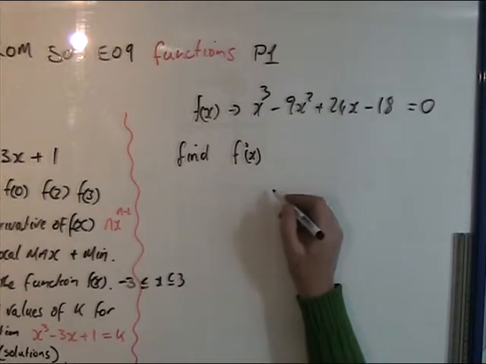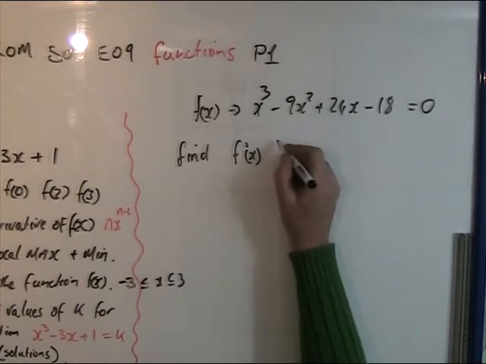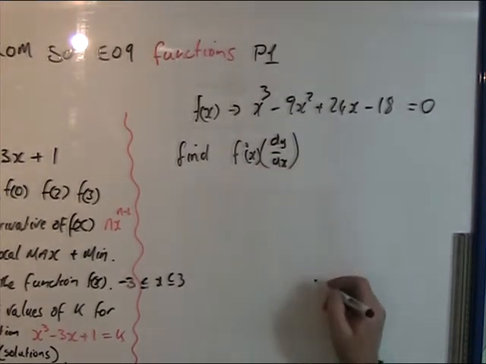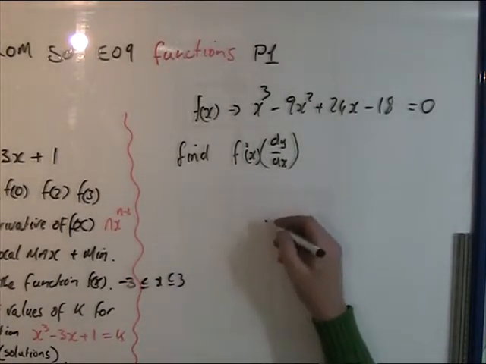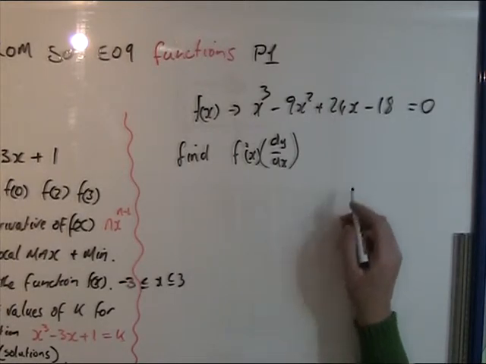Now the next question says find this. Now it's not an inverse, not minus 1, it's a dash. That's the same as dy dx. Now you get very familiar with these because these are going to come up again and again, and not only in this question, they come up in the circle, the line, quadratic equations, and not so much quadratic equations. But anyway, it says find the derivative of that.